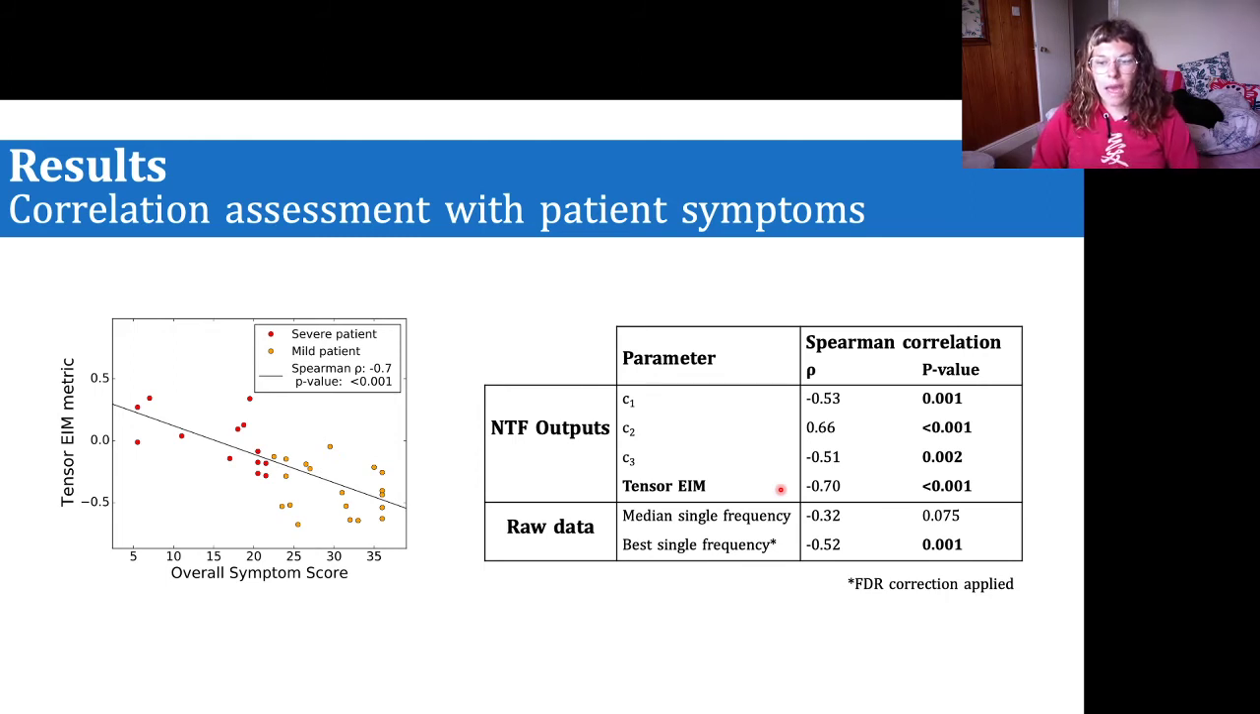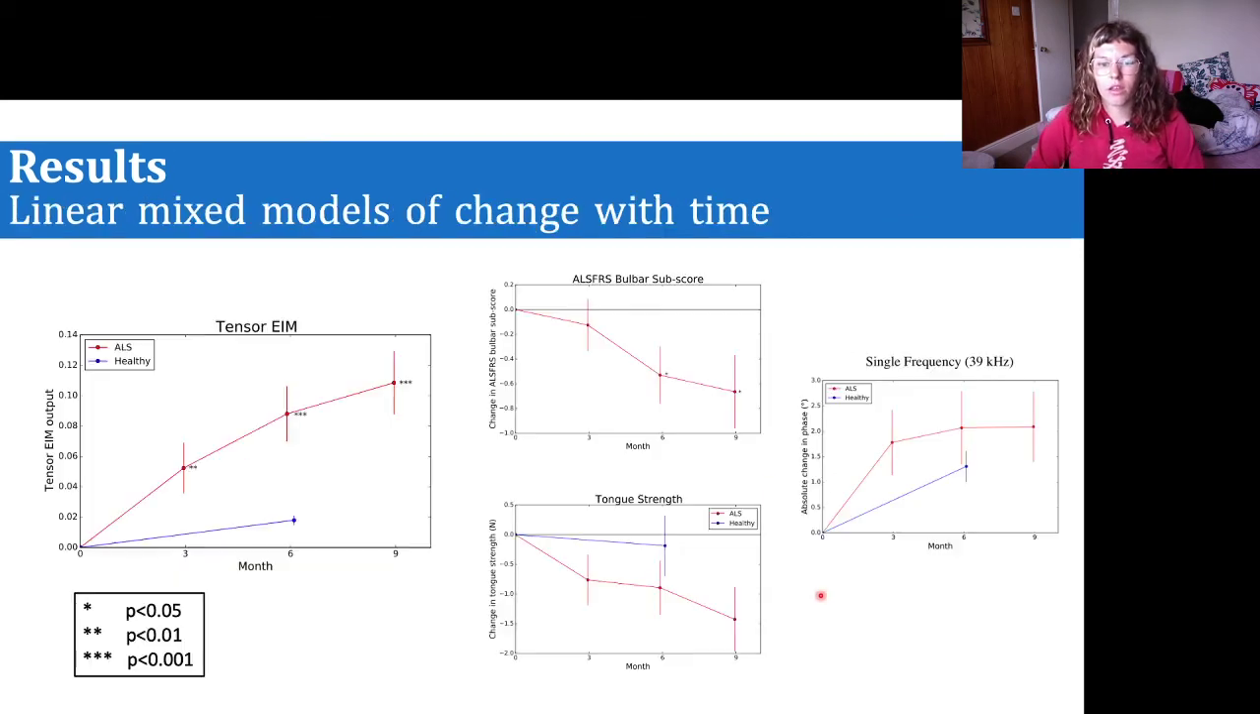We can then compare this to just looking at a single frequency value from our raw data set. So on average, just using a single value does not give any significant correlation with the symptoms, and even running an exhaustive search to find the best single frequency with an FDR correction applied does not perform as well as our combined Tensor EIM metric.